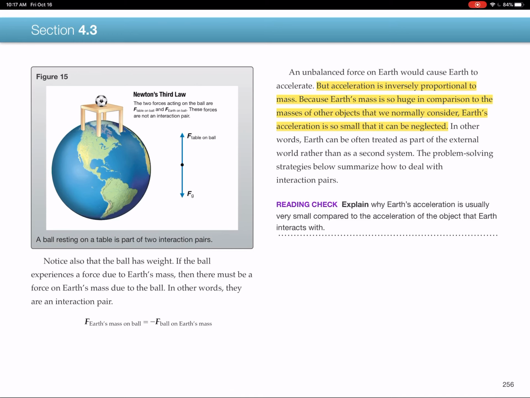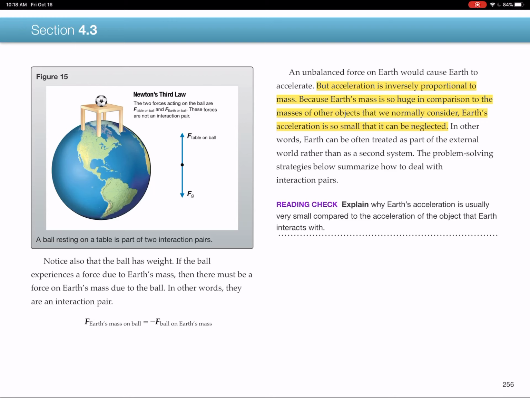If there were an unbalanced force, the Earth would accelerate. But keep in mind, acceleration is inversely proportional to mass. Because the Earth's mass is so large in comparison to any other object that we'd normally consider, we would neglect the acceleration of the Earth. We will do a series of problems like this.